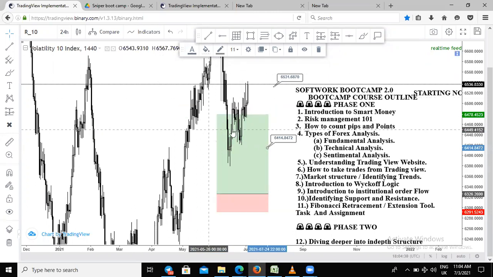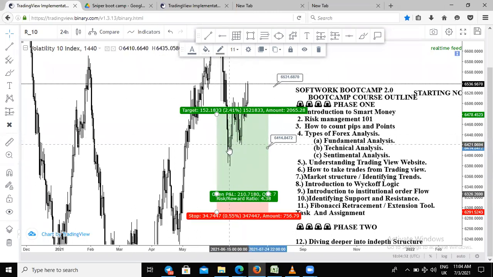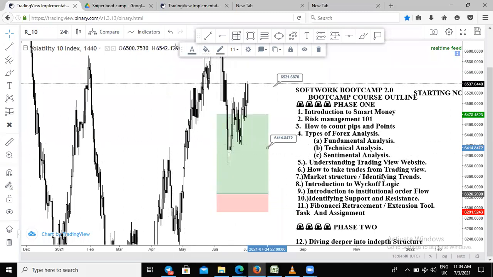Because one thing you must all understand is that you don't want to allow a winning trade to turn into a losing trade. You don't want to. That's why Mr. Woli, I really respect him a lot. He's very, very conservative in that aspect.